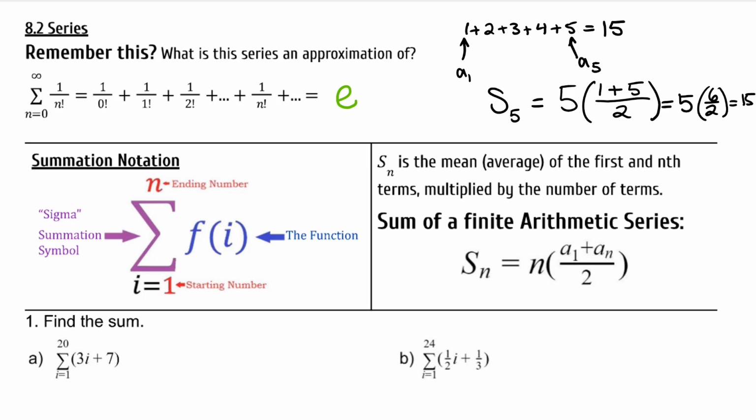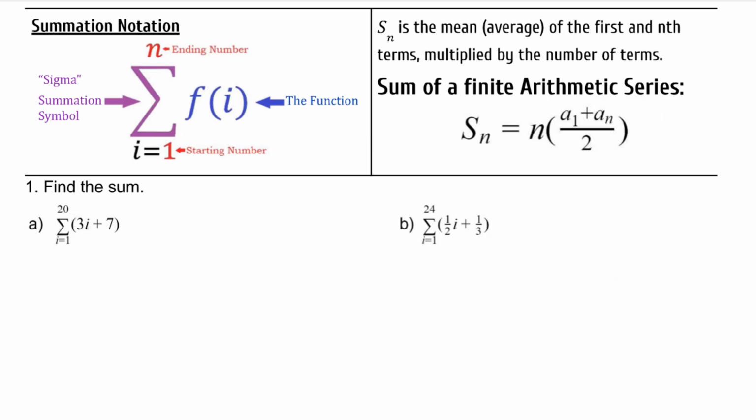So let's begin with number 1. We're going to find the sum. First of all, is this finite? Yes, it does not end with infinity. Our formula involves the first term, the nth term, and the number of terms. So let's find that. The first term would be what we get out when we plug in the starting number, the index. Our starting number is 1, so plug in 1 for i. I'm going to call it a sub 1. Remember, a sub 1 represents your first term.